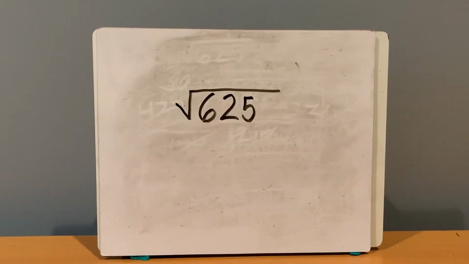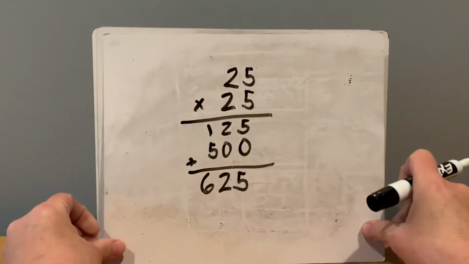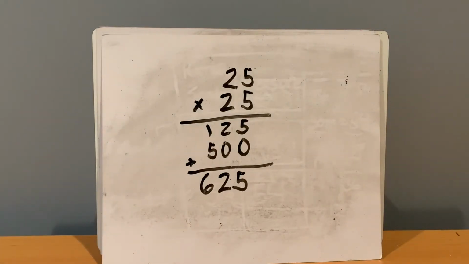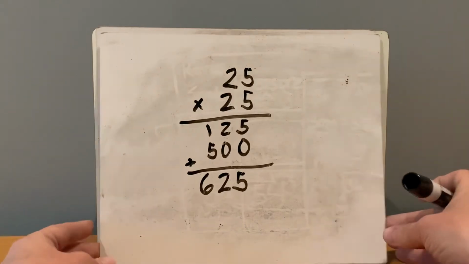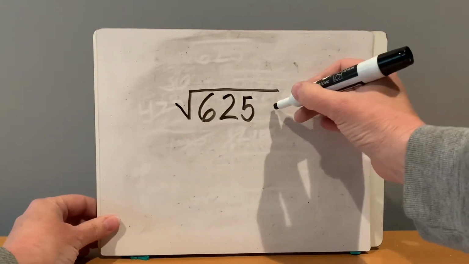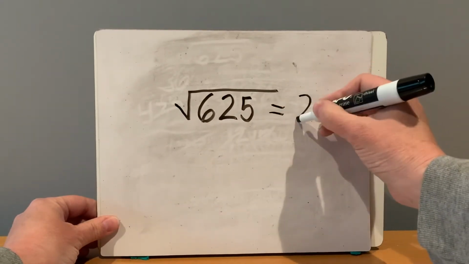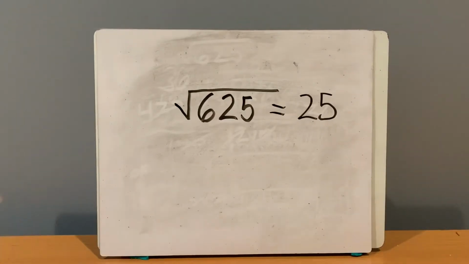Since the last digit is a 5, that indicates that we might want to try 25. Now, we find when we multiply 25 out, 25 times 25 is in fact 625. Therefore, we find that the square root of 625 equals 25.